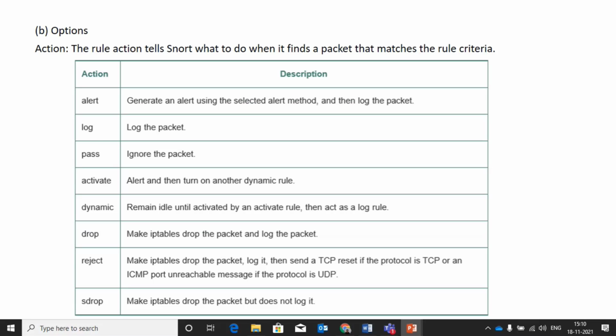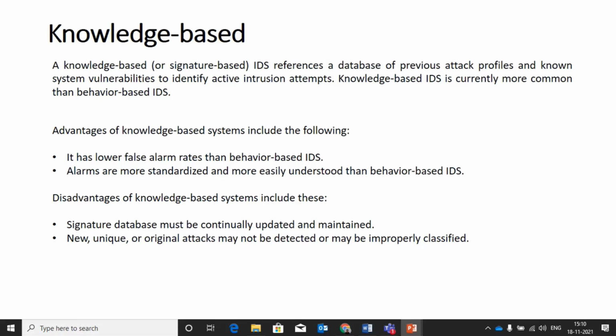If we are talking about the action part, in the action part we can generate an alert, we can log the file, we can pass or ignore the packet, activate another rule, deactivate rules, drop from the IP table, and we can reject the packet. So there are several things that we can perform. These things are known as actions. And these are the very simplest things.